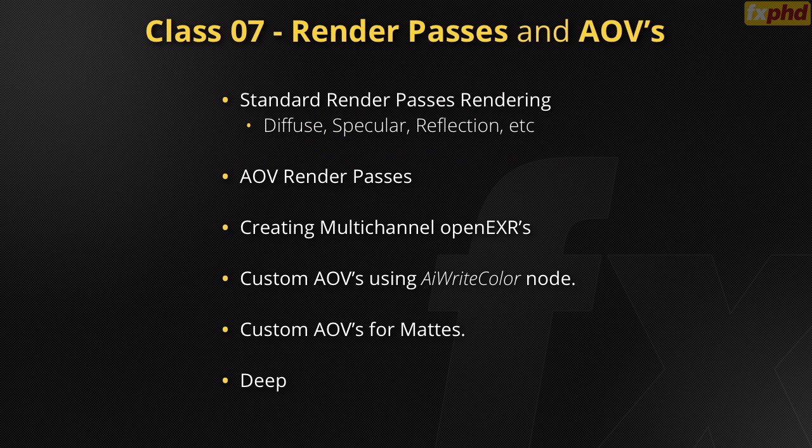Anyway, we're going to be looking at things like standard render passes, so our diffuse, our specular reflections, things like that. We're going to be looking at those arbitrary output render passes, things like our Z depth, our point, our normals, those kind of things. We're going to be looking at how you create multi-channel EXRs and how you can add metadata into our EXRs.